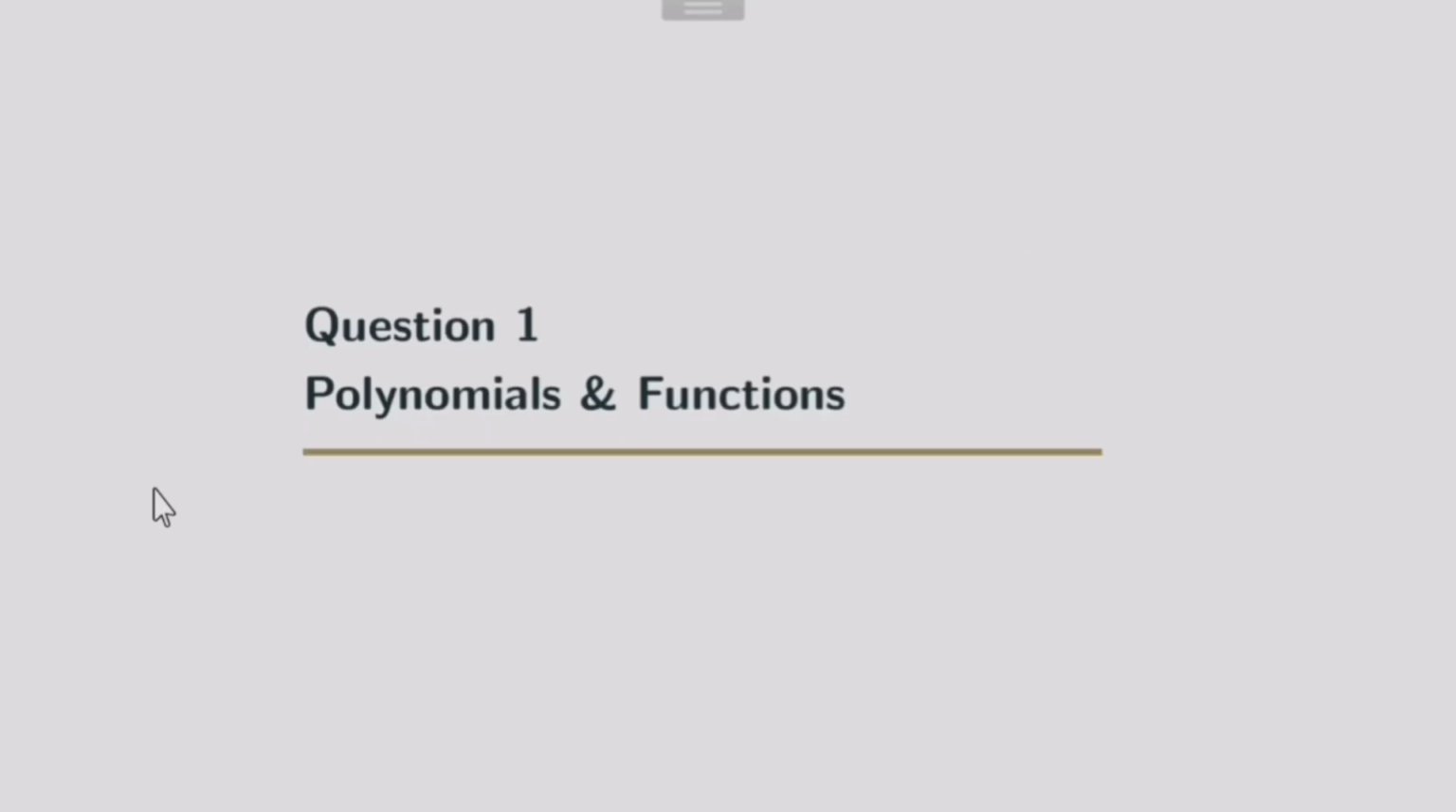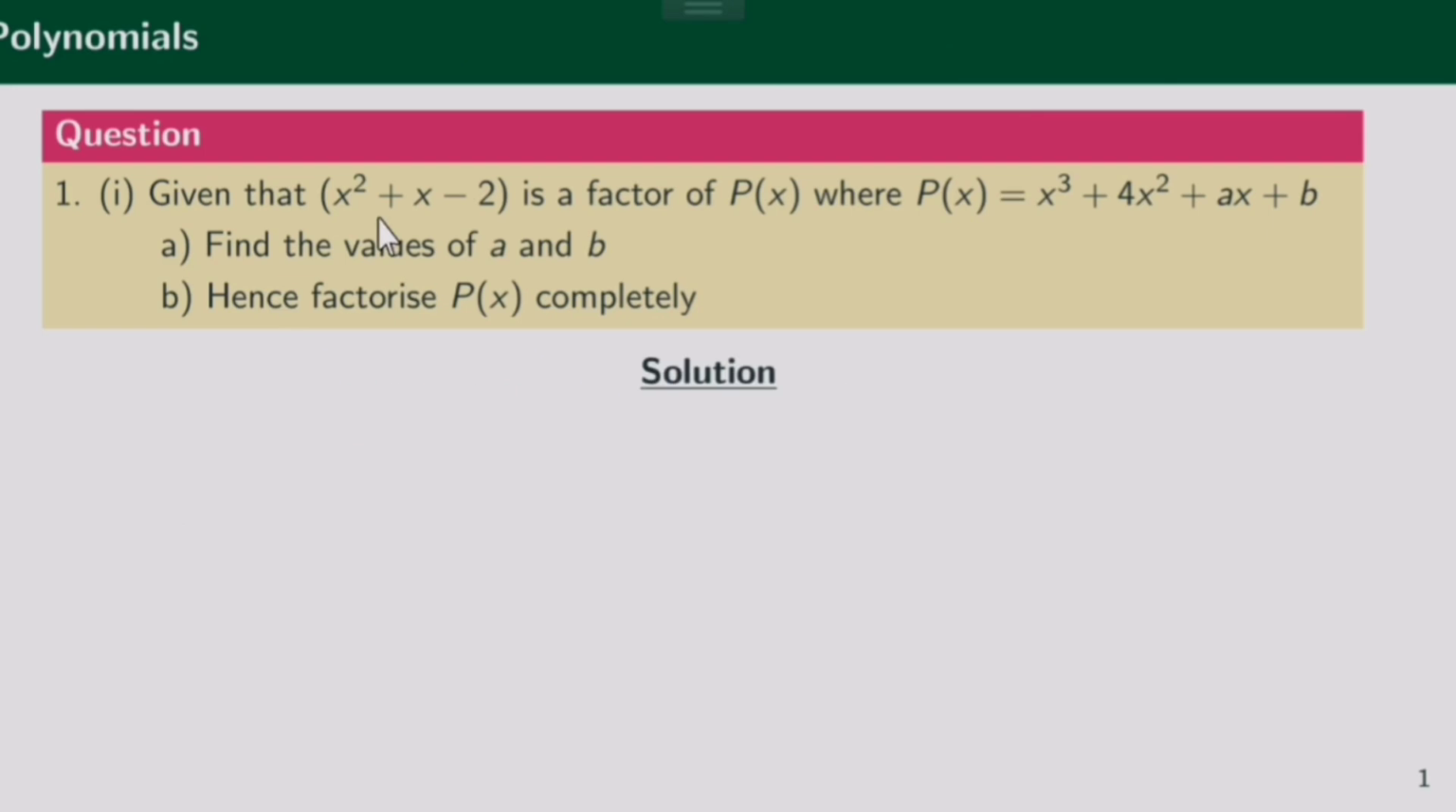Now let's begin right away with question 1. Question 1 is on polynomials and functions. Given that x squared plus x minus 2 is a factor of p of x, where p of x is x cubed plus 4x squared plus ax plus b. Find the values of a and b. Hence, factorize p of x completely.